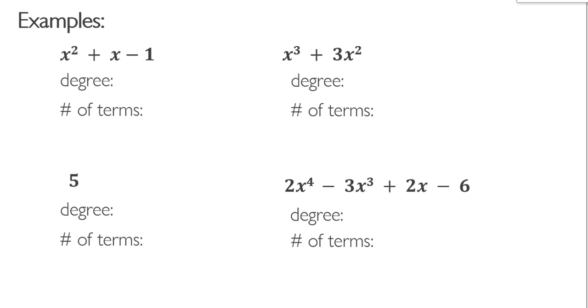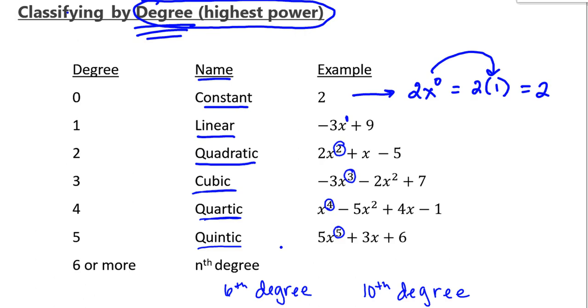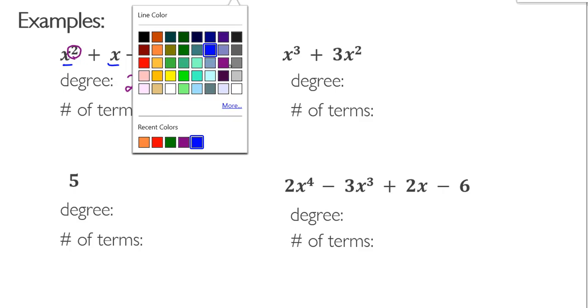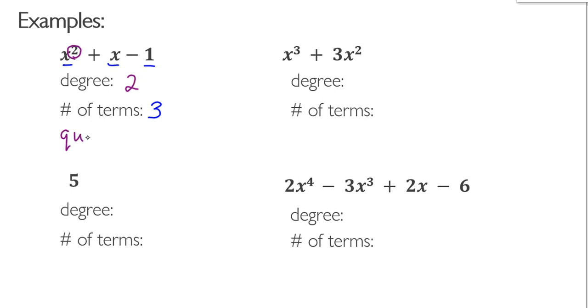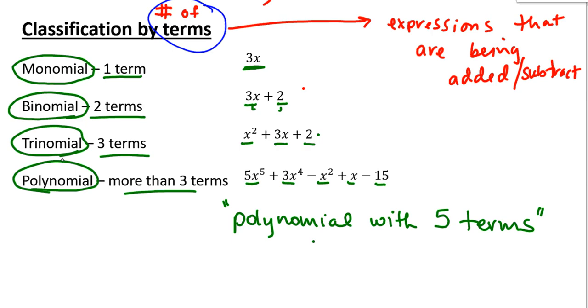Looking at this one, I can see that the degree right here is a 2. And then the number of terms, let's see, there's 1, 2, 3 terms. So degree says it is a quadratic. Okay, quadratic. And then the number of terms, the 3, says it's a trinomial.